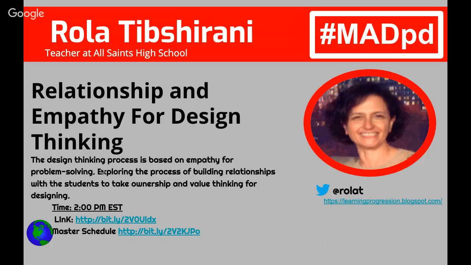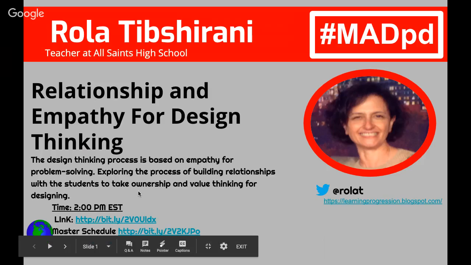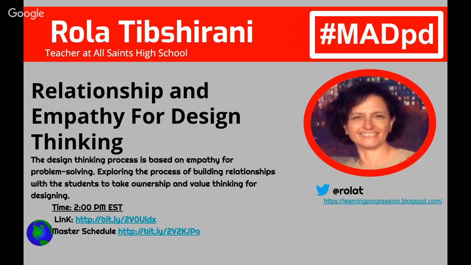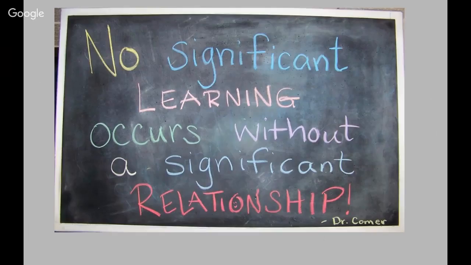Okay, so the design thinking process is based on empathy for problem solving, exploring the process of building relationships with the students to take ownership and value thinking for designing. There's no significant learning without a significant relationship. So the design thinking process is all about empathy. It's all about the community of learning as well, and making a difference. But there's no significant learning if that relationship is not taking place in the classroom.